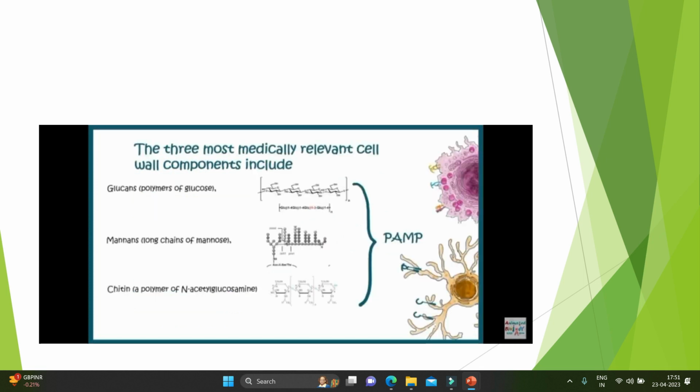The innate immune response, which is nonspecific. The innate immune components involve the macrophages, dendritic cells, neutrophils, and complement, whereas the adaptive immune components are such as the T cells.